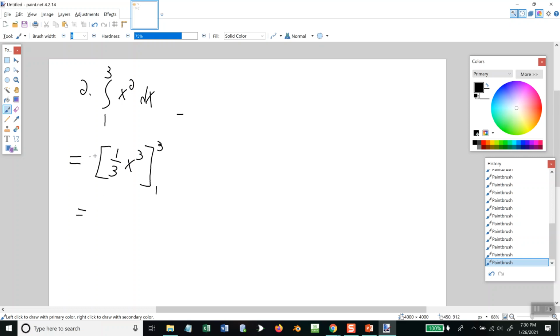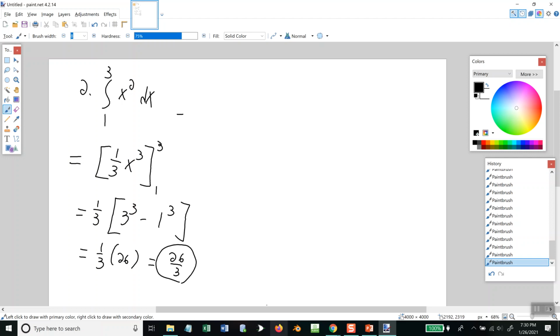So then you could bring this 1/3 out in front if you wanted to. And we plug the top number in for the x. So I'm going to have 3 to the third minus, and you plug the 1 in, minus 1 to the third. 3 to the third is 27, minus 1 gives me 26. So that gives me 26 thirds. If I start going too fast, then holler.